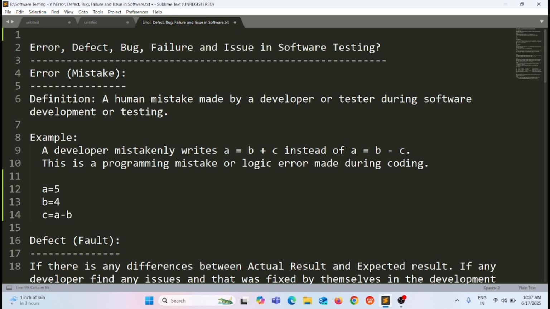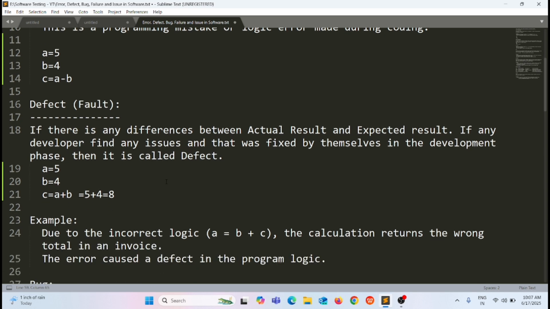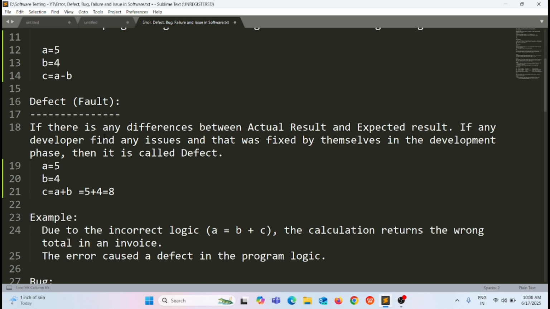Error means a human mistake made by the developer or tester during software development or testing, called an error or mistake. Then defect: if there is any difference between expected and actual results, and the developer finds that issue and fixes it himself or herself, then that is called a defect. D for developer, D for defect. A defect is also called a fault. Fault means defect.